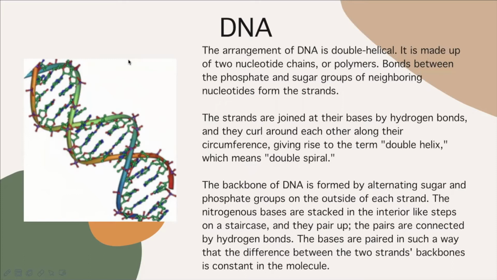The strands are joined at their bases by hydrogen bond and they curl around each other along their circumference, giving rise to the term double helix, which means double spiral. The backbone of DNA is formed by alternating sugar and phosphate groups at the outside of each strand. The nitrogenous bases are stuck in the middle, and the pairs are connected by hydrogen bond.